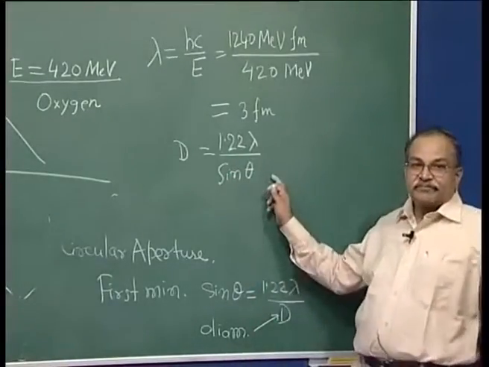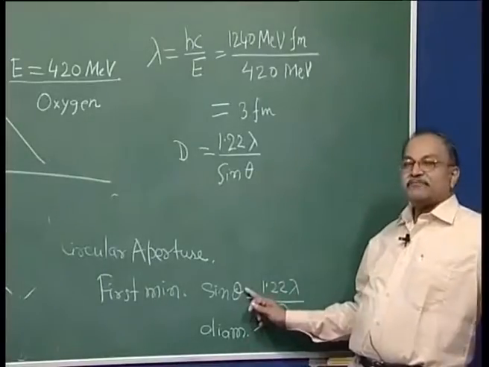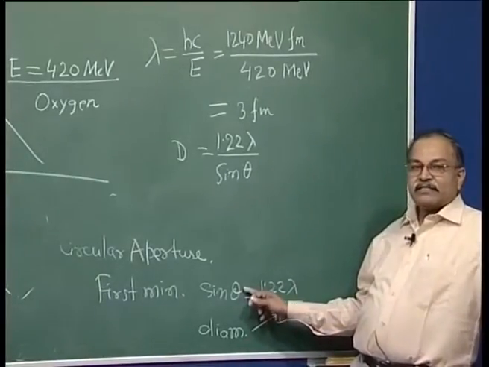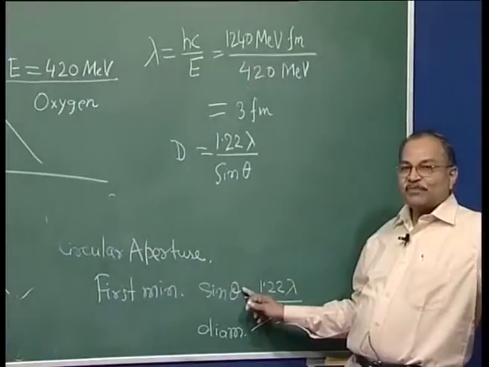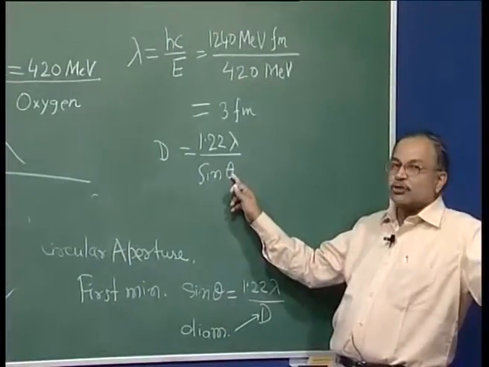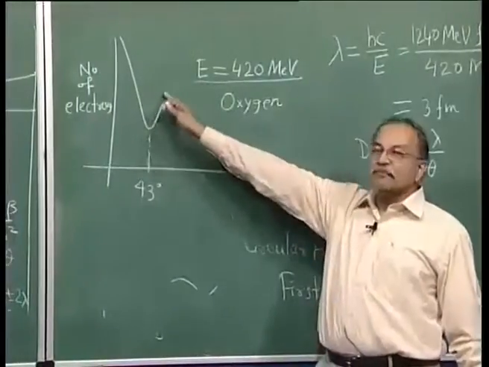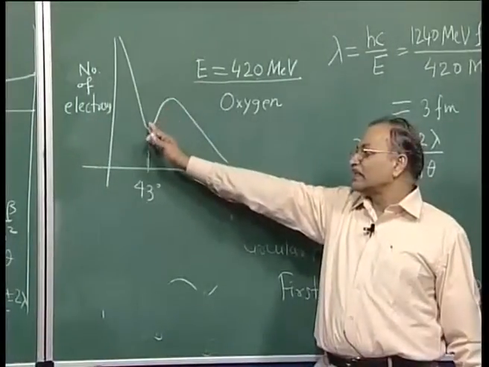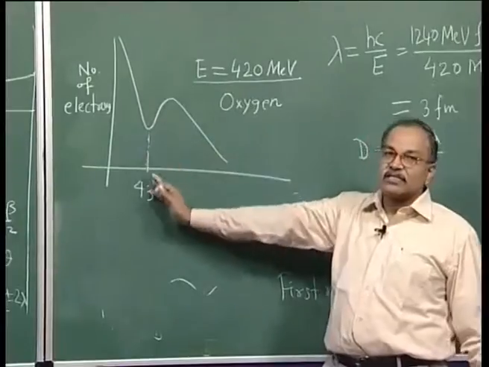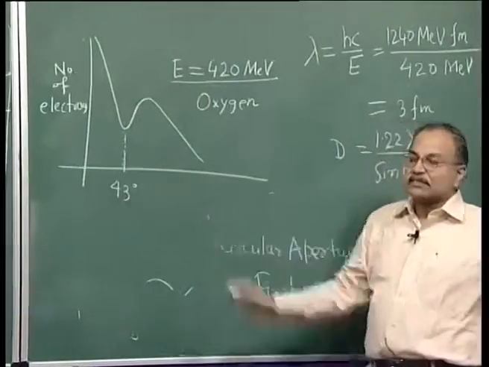Which theta? What happens at this theta? At this theta the intensity drops to 0. So, this theta corresponds to the angle where this intensity drops to a minimum. This theta here is 45 degrees. So, let us take this as 45 degrees.